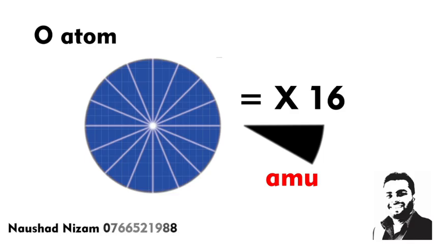So how many times is the oxygen atom, for example, larger than the standard mass unit, or atomic mass unit, that is 1/12 of the mass of the carbon atom? 16 times. So this is called the relative atomic mass of oxygen.